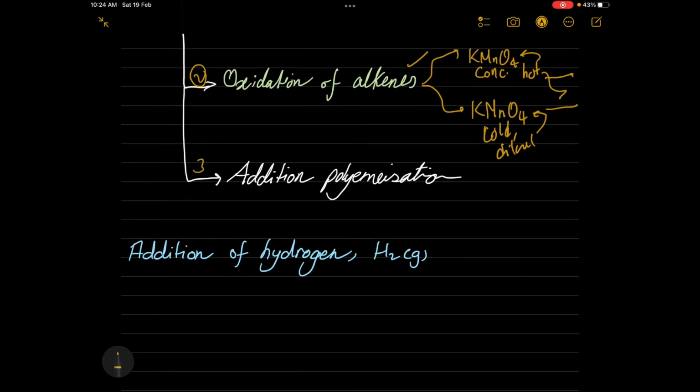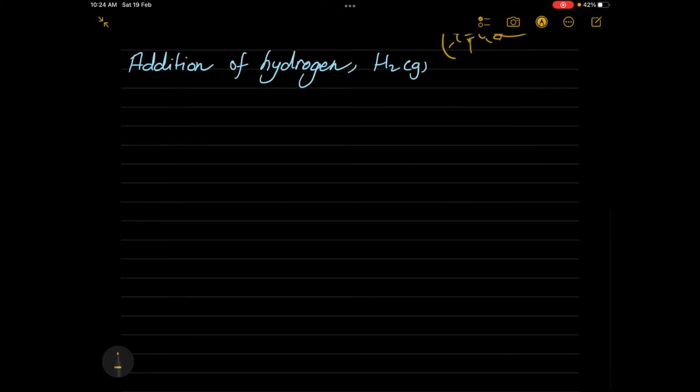And the last type of reactions is called addition polymerization, which means that you're going to build up a lot of molecules together, okay, starting from a small building block of alkene. The addition of hydrogen gas. Let's take an example of CH2=CH2 plus hydrogen H2, and it must be in form of gas.